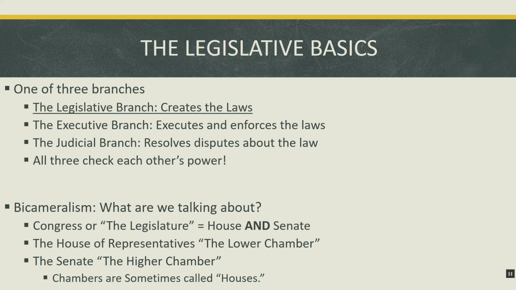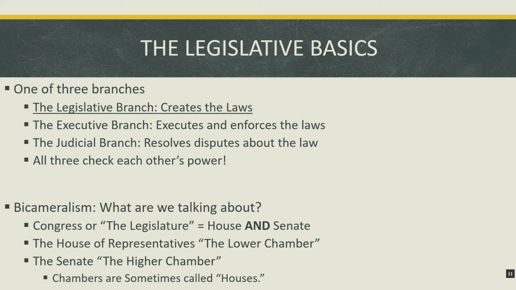And we know from prior lecture that all 3 of these branches can check each other, but let's not focus too heavily on that at this moment. I want to take a look at the legislative branch, or Congress, in particular, and we'll work our way towards its relationship with these other branches as we move through the semester.